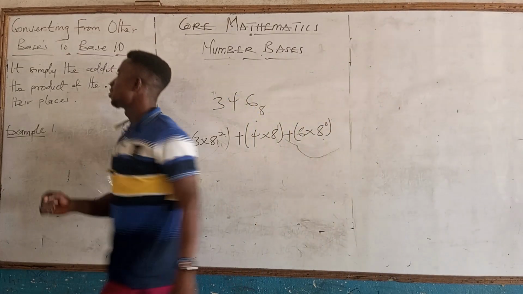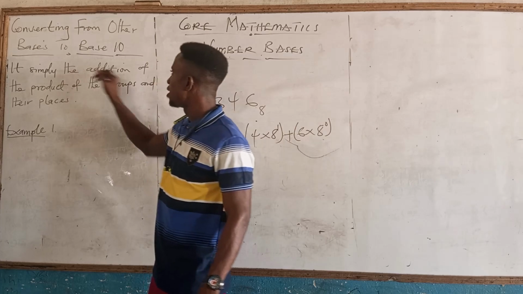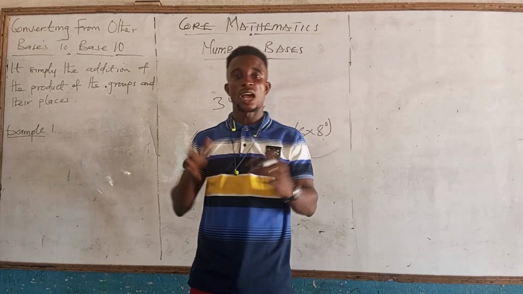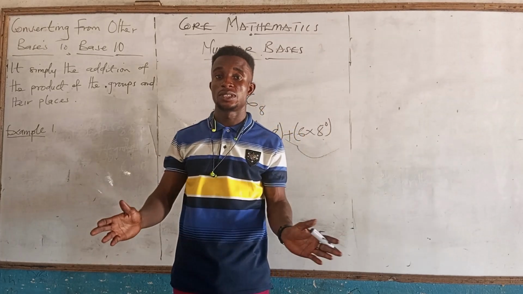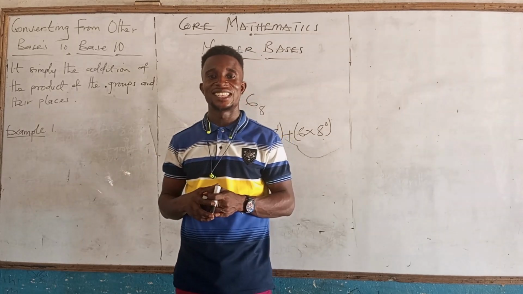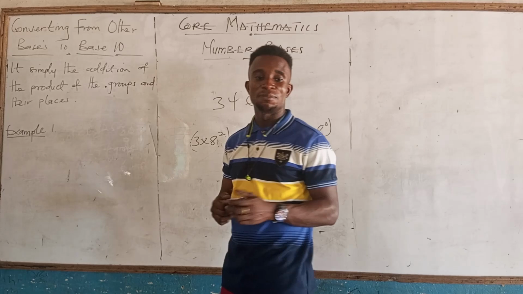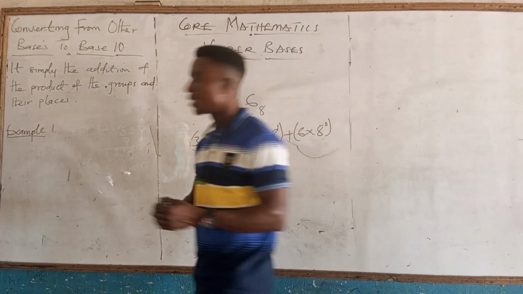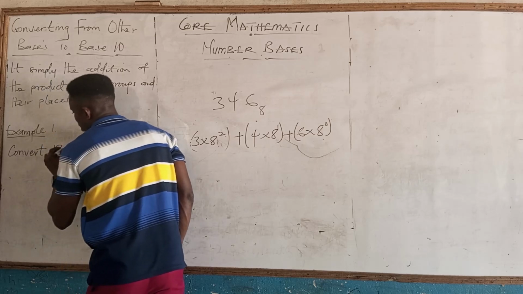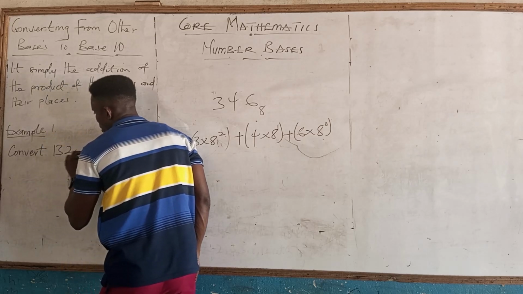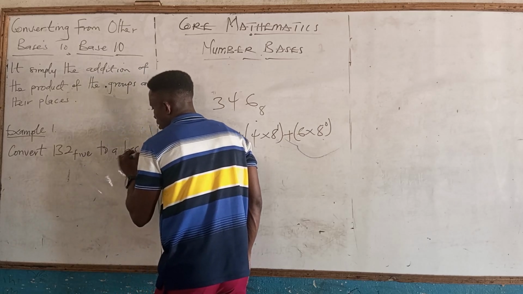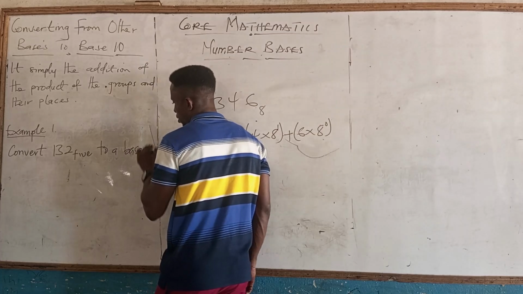Okay, like what I said, here is simply the addition of the product of the groups and their places. So now we know the place and we know the groups. Okay, so each group is having 8 places. Please, are we getting that? So let's use an example to explain. You are to convert 1, 3, 2 base 5 to a base 10 numeral.